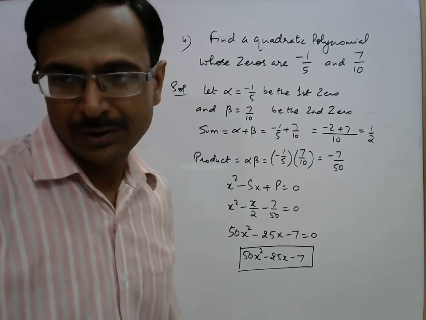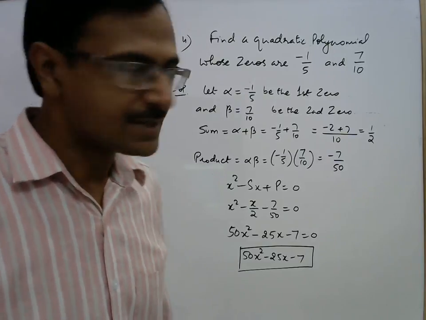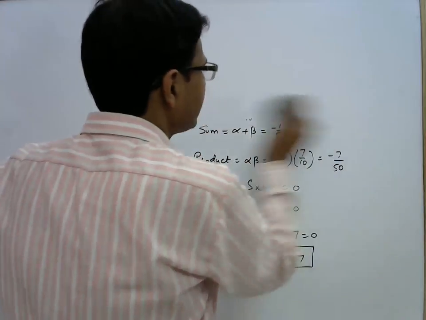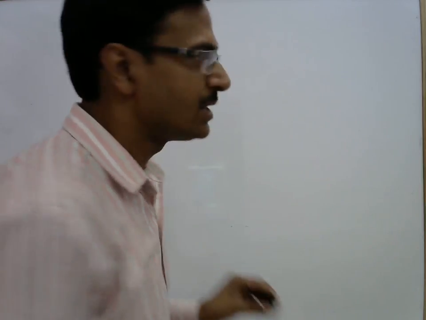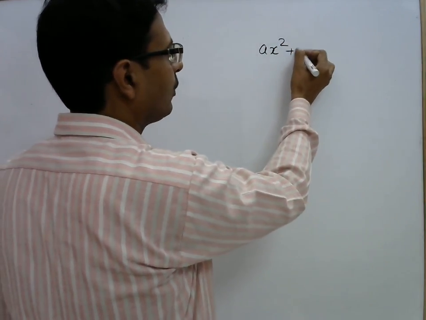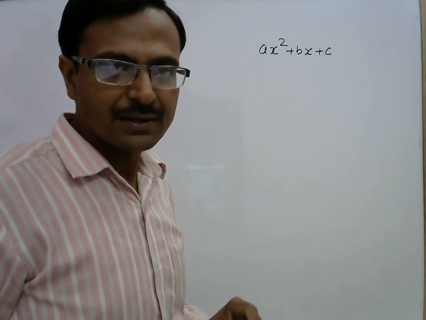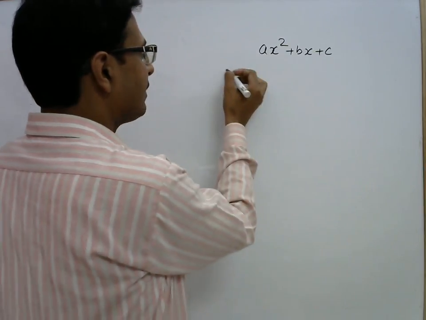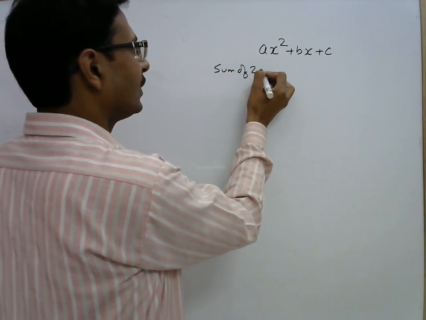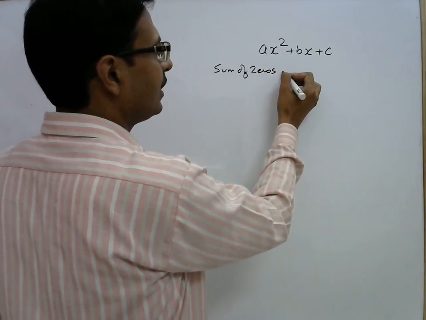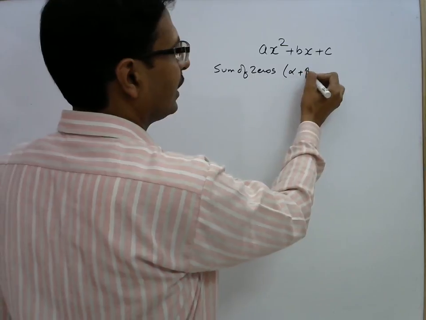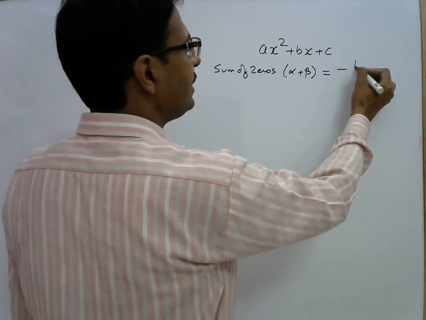I'm so glad all of you have followed this very important concept. Now, based on this relationship between zeros and the coefficients, I'll just tell you the relationship between zeros and the coefficients so that you don't have any problem with the concept. See, whenever we have a quadratic polynomial ax square plus bx plus c, obviously there are two zeros, and if I represent the zeros by alpha and beta, then the sum of zeros, that is alpha plus beta, is given by minus b upon a.